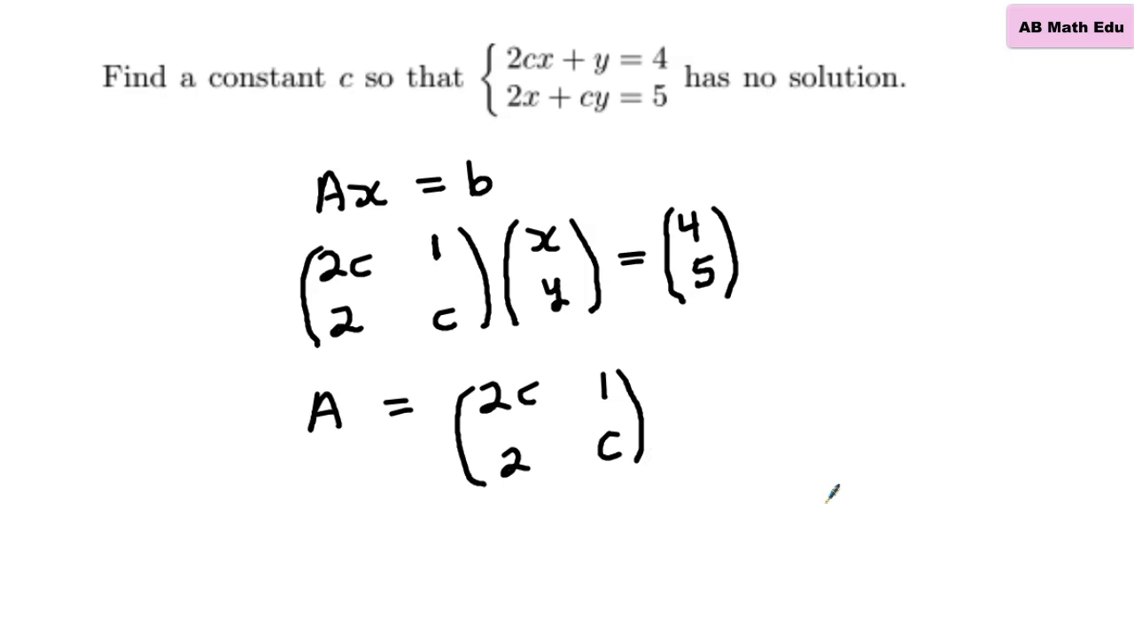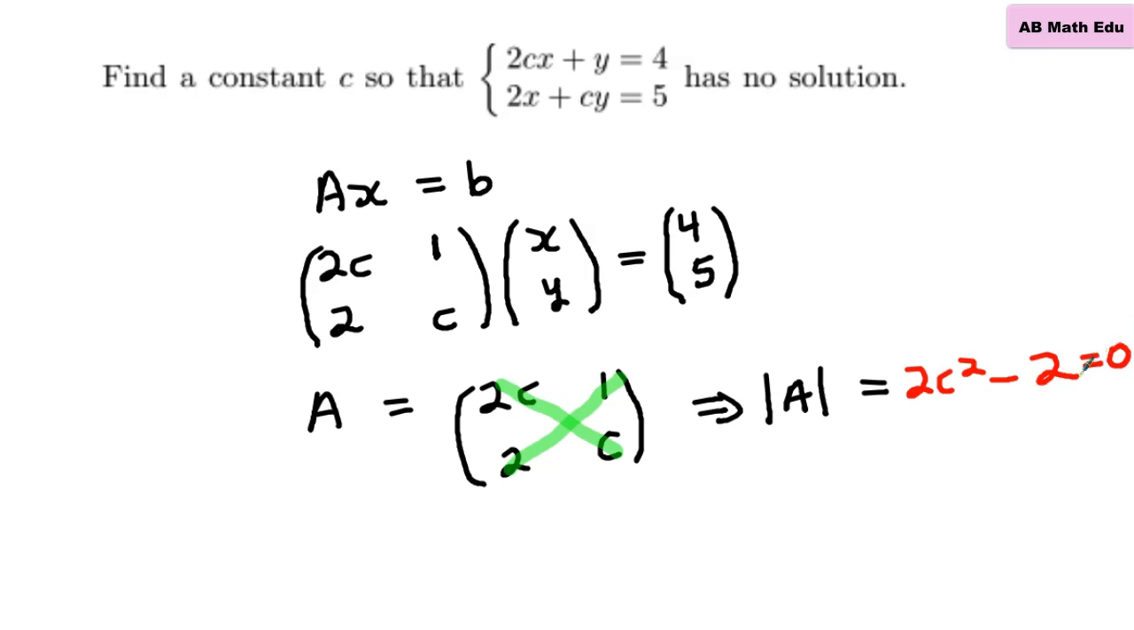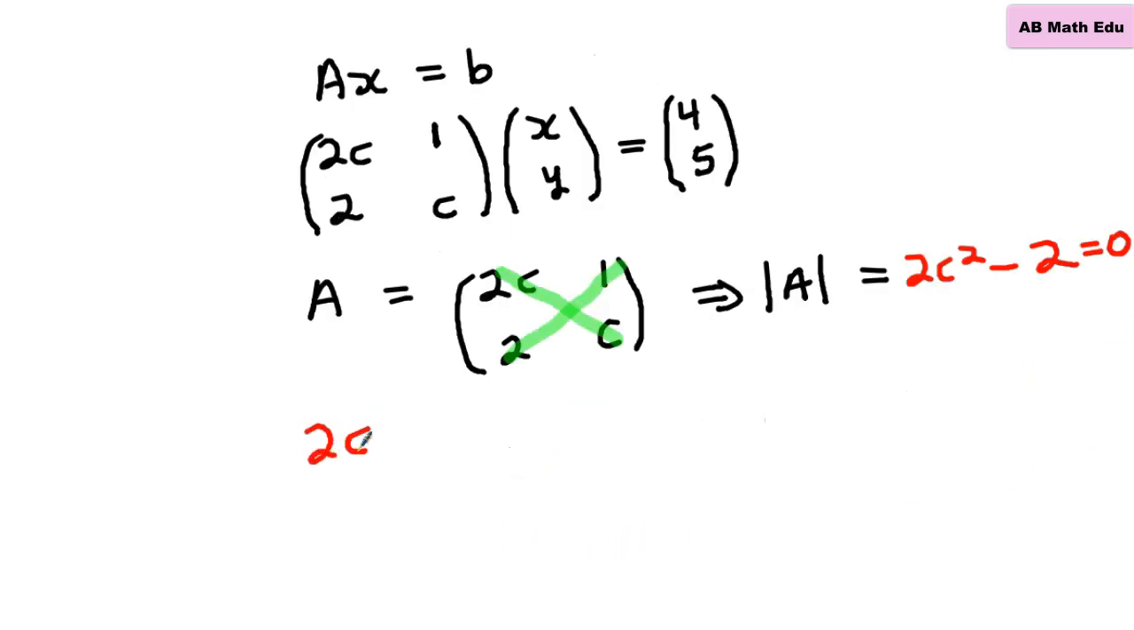We can find our determinant. So this implies that the determinant of A will be equal to, we just cross multiply. That's how we find the determinant. So it's going to be 2C squared minus 2, and it must be equal to 0. We set it equal to 0 so that we can find our C.